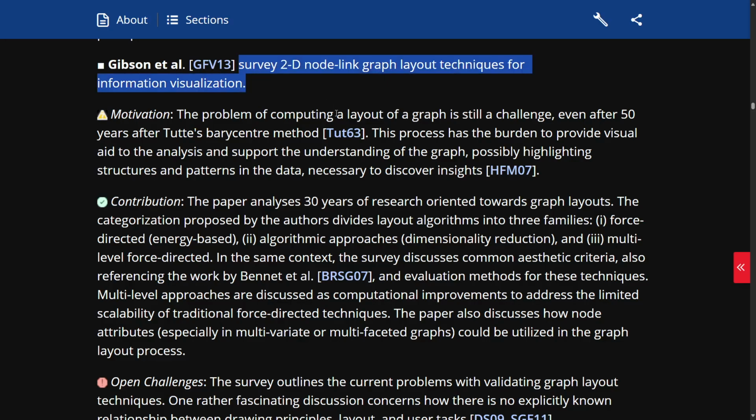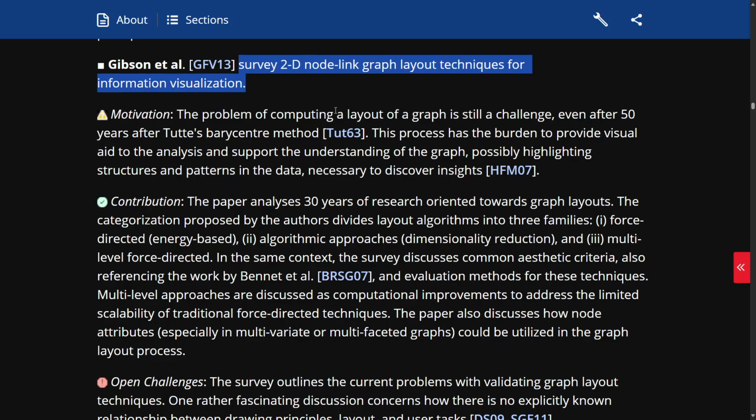Motivation. The problem of computing a layout of a graph is still a challenge, even 50 years after Tutte's barycenter method, Tutte 63. This process has the burden to provide visual aid to the analysis and support the understanding of the graph, possibly highlighting structures and patterns in the data necessary to discover insights, HFM 07.